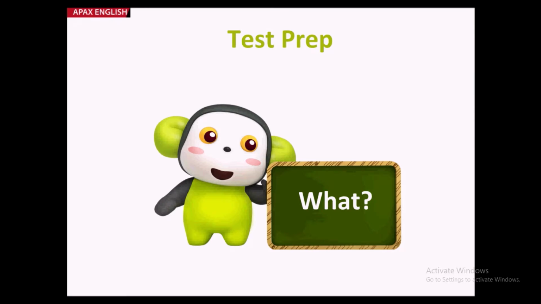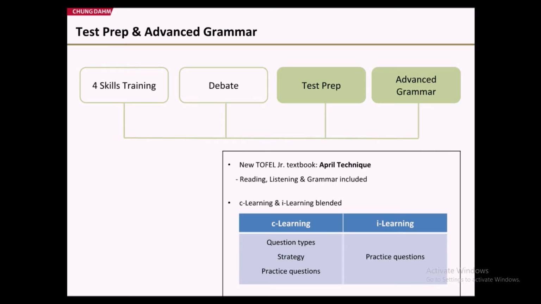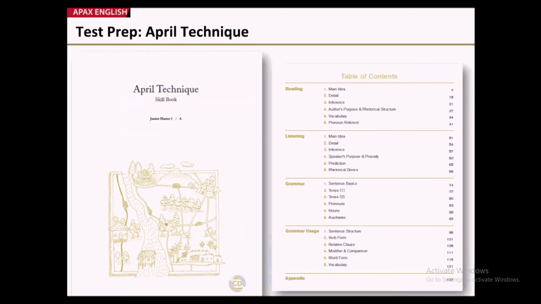And finally, we'll take a look at the test prep material itself. The aim of test prep is to prepare students for TOEFL Junior exams. Within the book itself, students will cover reading, listening, grammar and grammar usage. During their lesson, they will cover question types, strategy and practice questions. And then in their online iLearning after class, they would have additional practice questions.